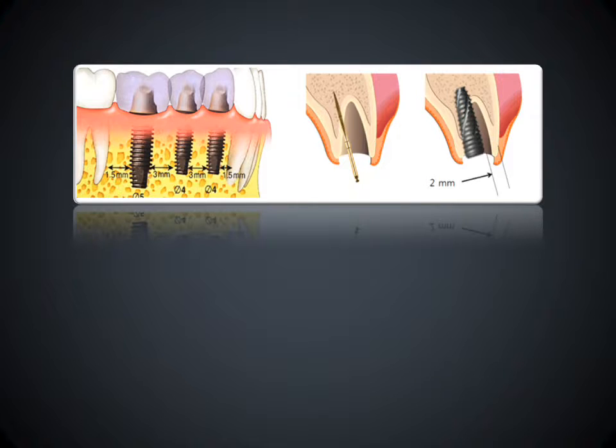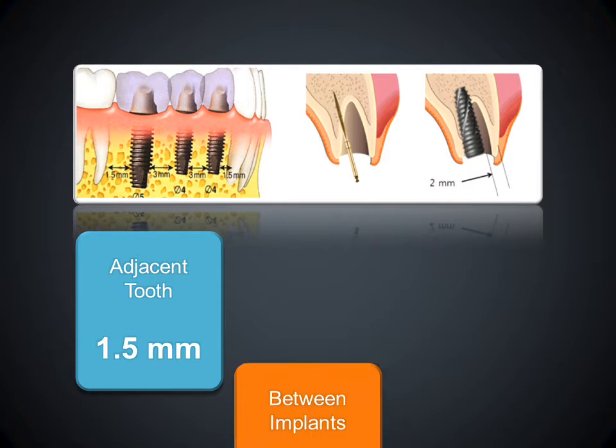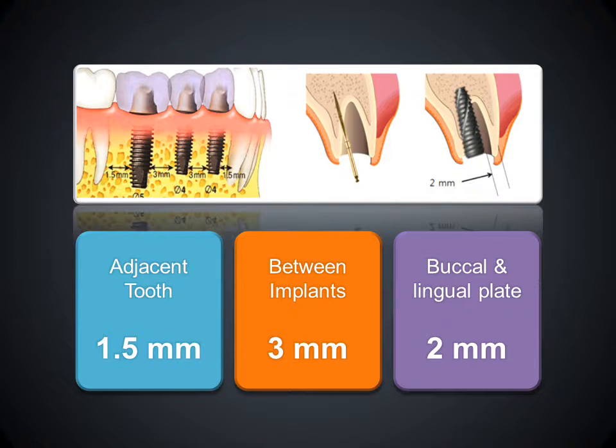The point drill is positioned in the site to maintain a minimum 1.5 mm gap between tooth and implant, a 3.0 mm gap between implant and adjacent implant in the mesiodistal orientation, and a 2.0 mm gap between implant and buccal-palatal wall in the buccolingual orientation.